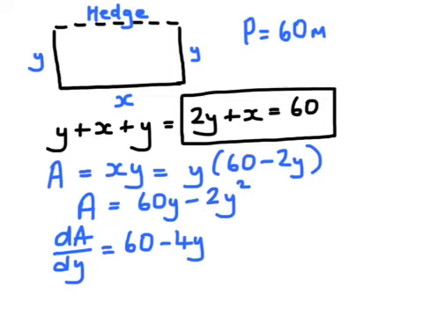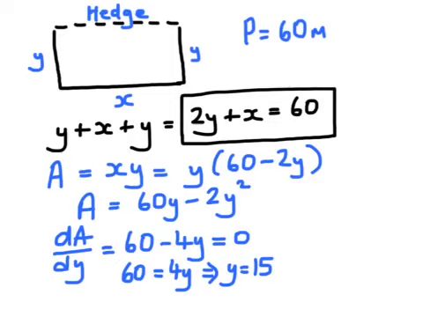Now, in order for it to be a maximum, I have to realize that the maximum occurs at the turning point, and therefore the turning point occurs when I differentiate and put the expression equal to 0. So, in order to solve this, I just take my minus 4y across to the right hand side. So that will give me 60 is equal to 4y, which gives me that y is 15.